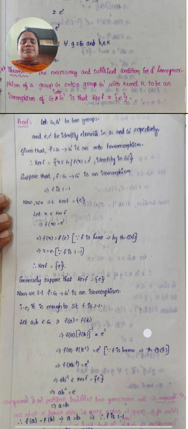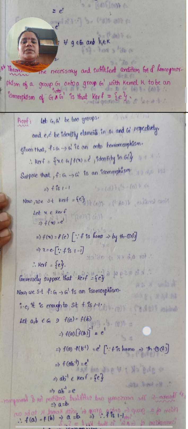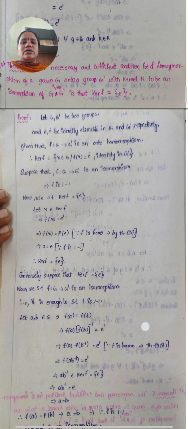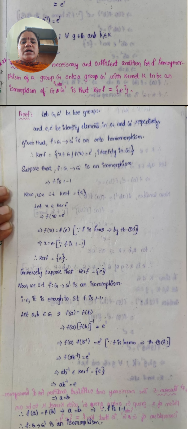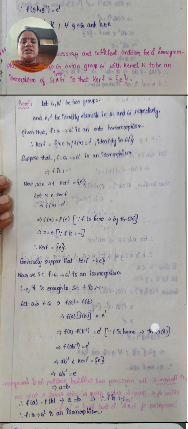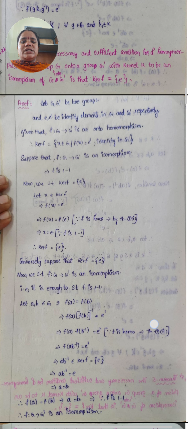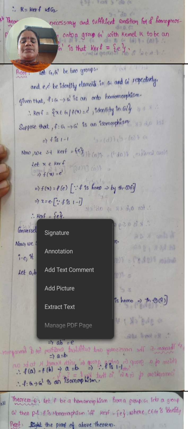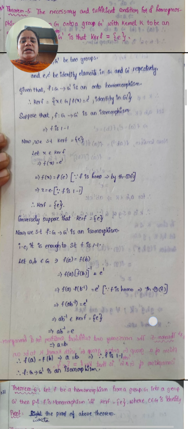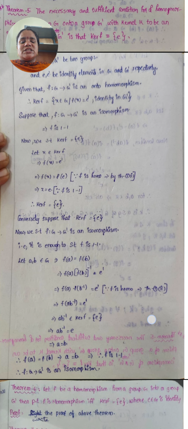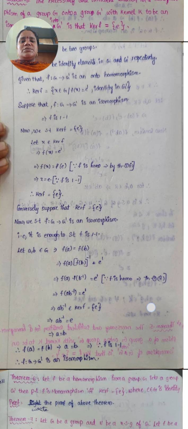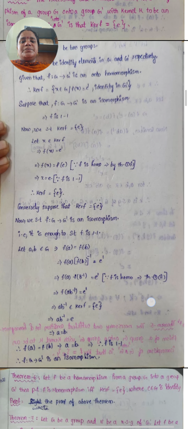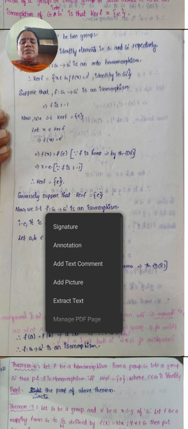The next theorem: the necessary and sufficient condition for a homomorphism of a group G onto a group G' with kernel K to be an isomorphism of group G into G' is that ker f is equal to the singleton {e}. Here we have to take two groups G, G'. G has an identity element and G' has an identity element. So e, e' are the two identity elements in G and G' respectively. f maps from G into G' and onto is a homomorphism. Therefore ker f is equal to {x belongs to G such that f(x) is equal to e'}, the identity in G'.